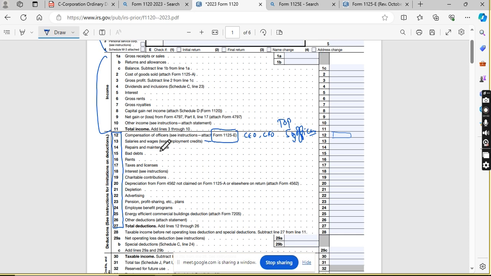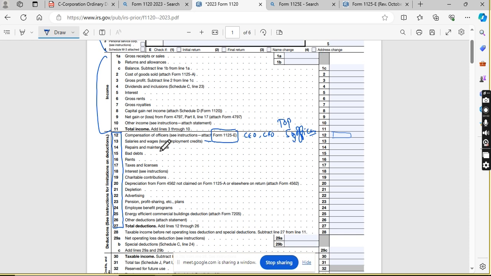You know how to enter all the data in the software, but you should know what data needs to be added, right? Like if I'm saying compensation of officers, if it is less than $500,000, then fine, you directly write it in line 12. Else, you may have to file Form 1125-E. You should know that. Again, then salaries and wages: if it is a labor wage, whether it should go in cost of goods sold or salaries and wages, accordingly you should be aware of those things.